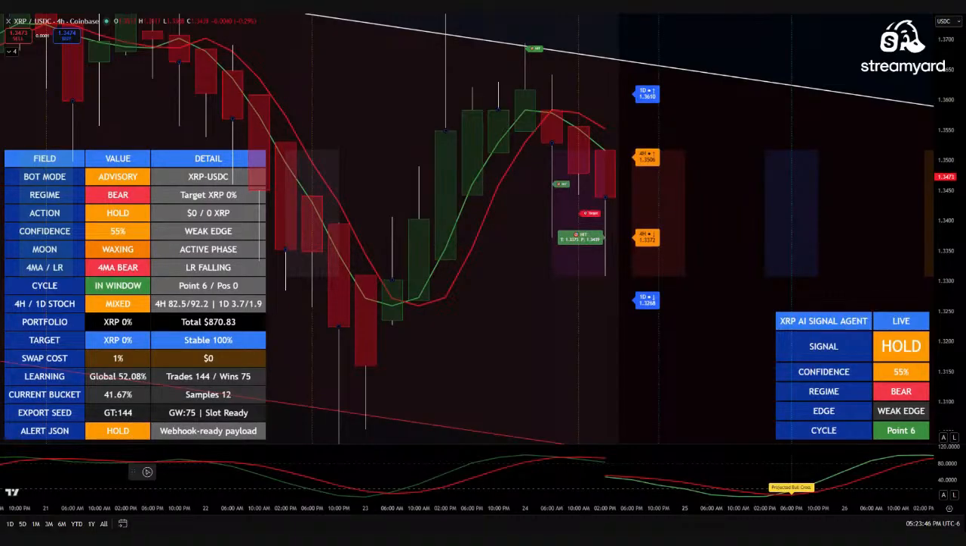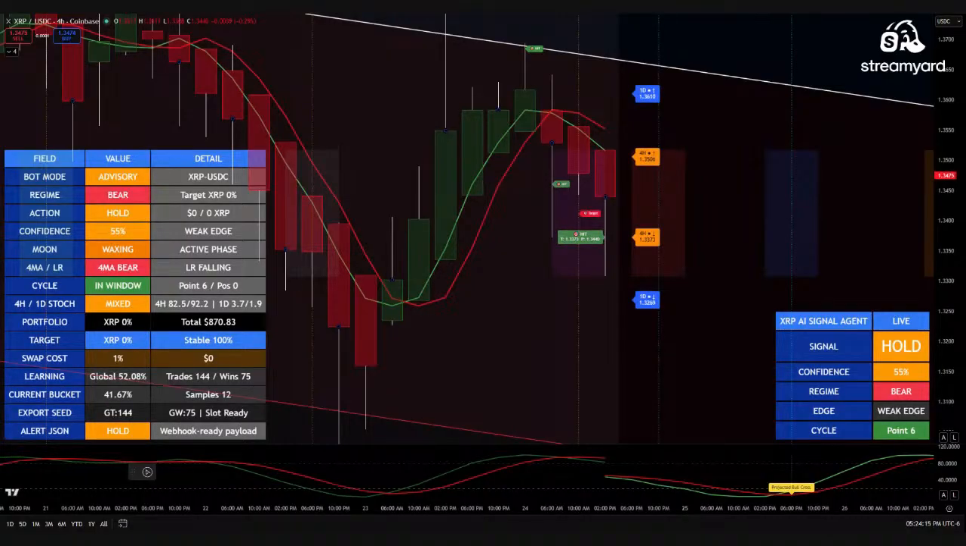From there, additional systems begin contributing. The agent checks cycle position. Cycle points are used as timing zones where reversals or accelerations are more likely to occur. Not every point creates a reversal, but when a cycle point and a confirmed 4MA signal align, the event becomes more important. Next comes directional analysis. The agent evaluates trend behavior and market structure to determine whether momentum is strengthening, weakening, or beginning to transition.